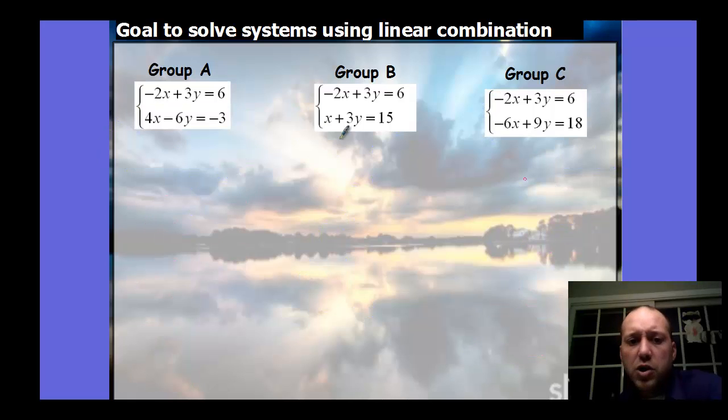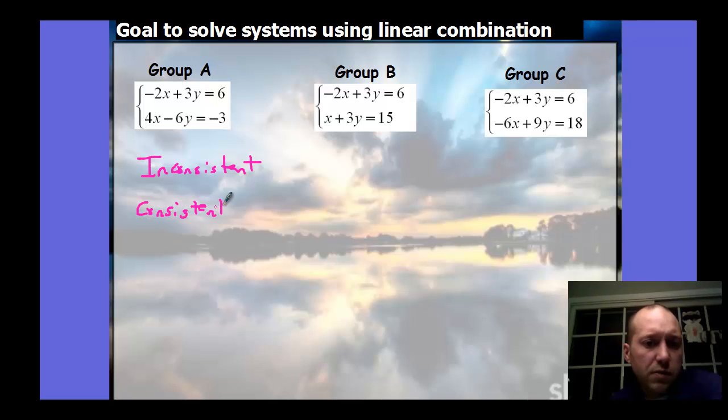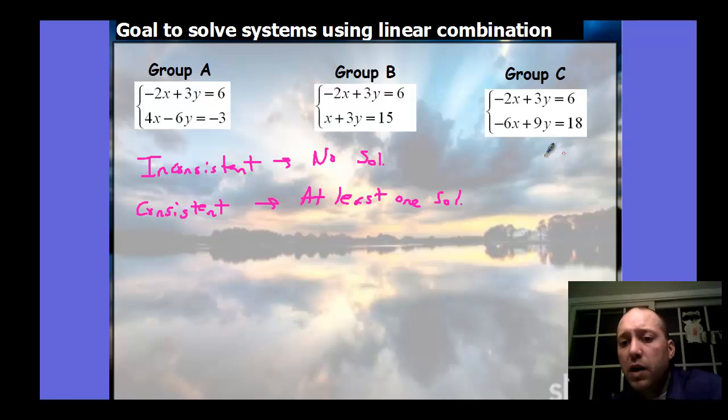So the terminology we have is inconsistent and consistent. Inconsistent means there are no solutions. Consistent means we have at least one solution. So it could be more than one, but there is at least one. You think about how the parabola and line can intersect more than once.